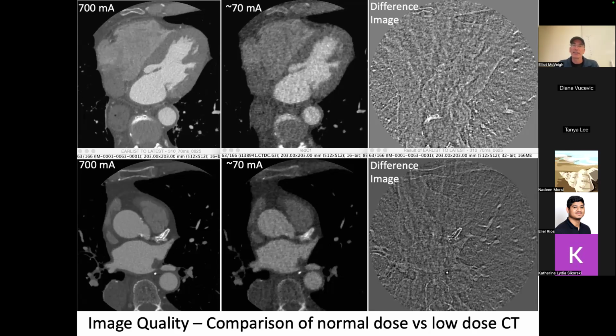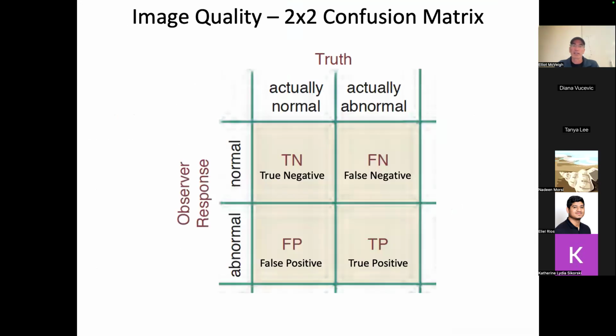We'll come back to this. Let me see what we got here. Okay, so image quality, including the reader. Normally what you do is you come up with this confusion matrix, okay? In order to test an imaging technique, you need to know the underlying truth of the patient. Are they actually sick or not? Right? So that's a complicated thing.